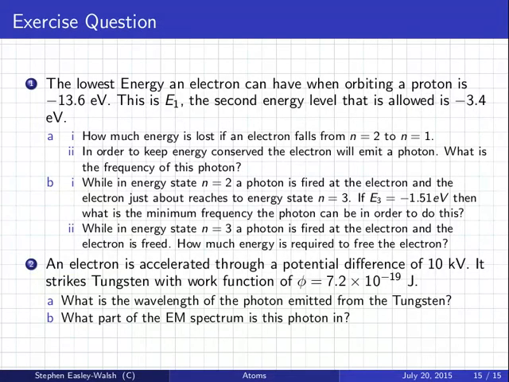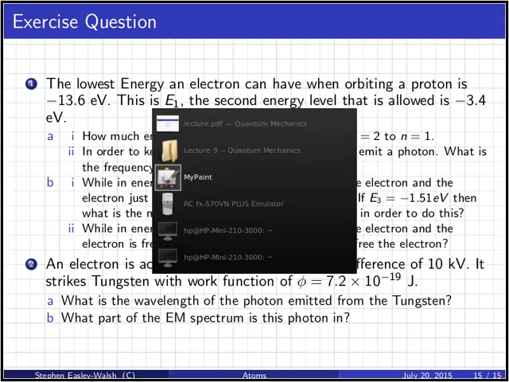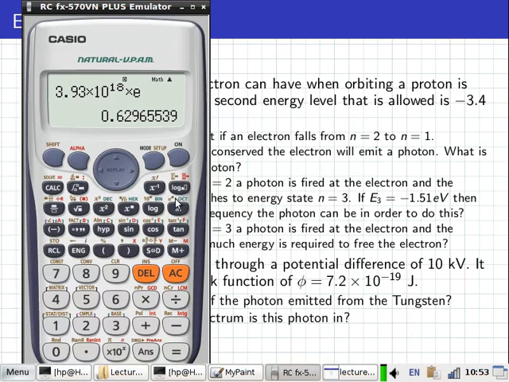The lowest energy an electron can have when orbiting a proton is minus 13.6 electron volts. This is called E1. The second is minus 3.4, E2. How much energy is lost if an electron falls from state 2 to state 1? Boom minus boom.